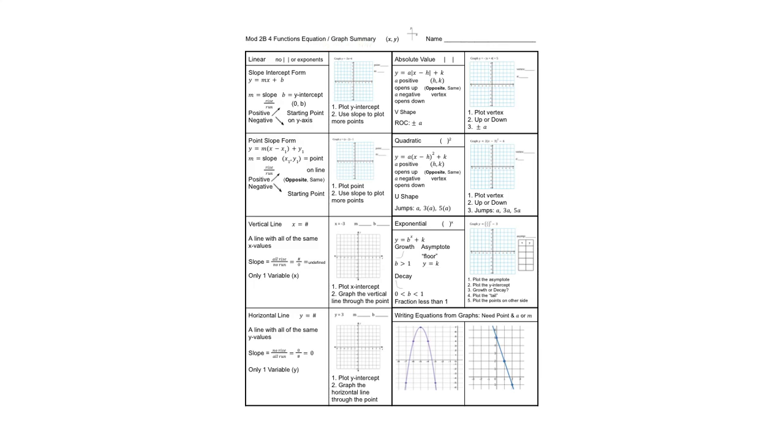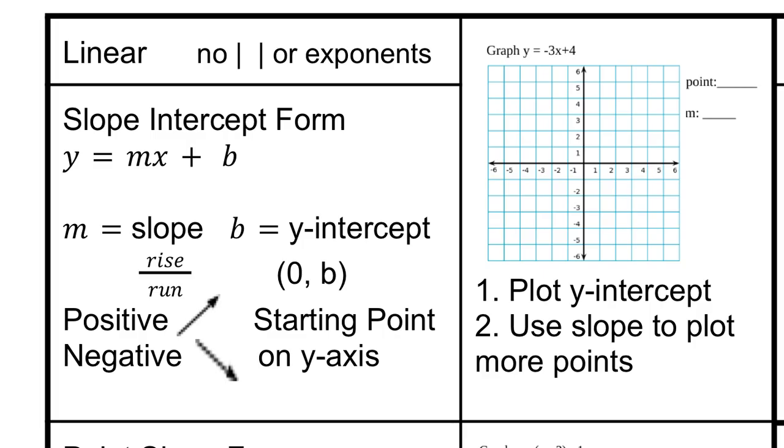This summary sheet talks about linear functions, absolute value functions, quadratic functions, and exponential functions. We go through slope intercept, point slope, vertical lines, horizontal lines, and then writing equations from graphs. All linear functions do not have absolute value symbols or any exponents.